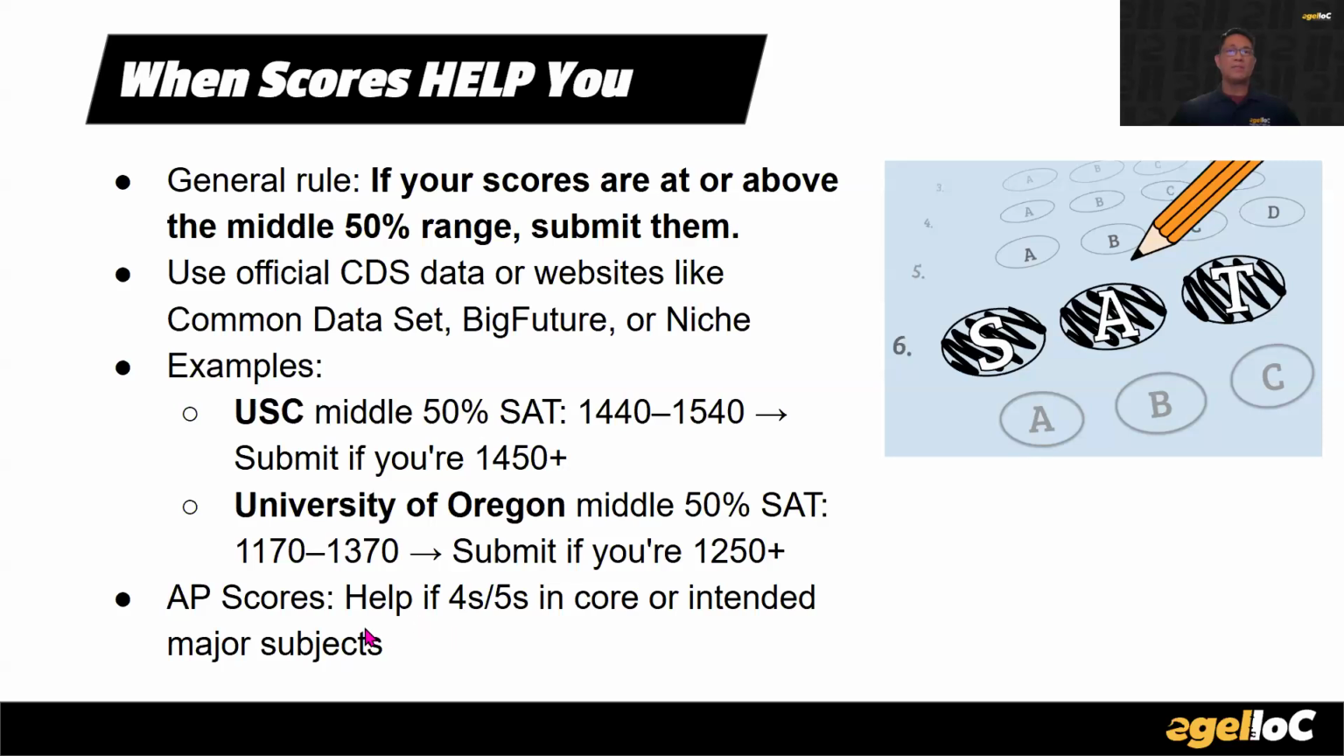Another thing is AP scores can also help. As we always talk about for private schools, fours and fives in the core or intended major subjects can really help. But the key thing here is that you want to be in or above the middle 50%, ideally the 75th percentile. That is really, really key, so you can use that as a gauge.